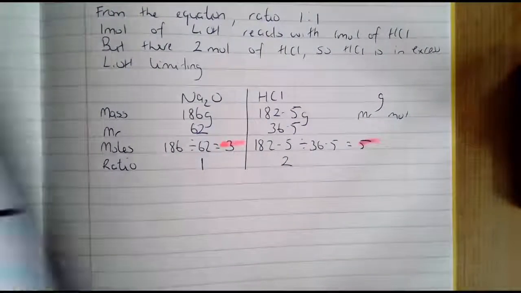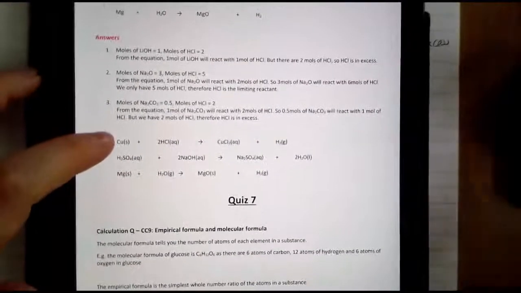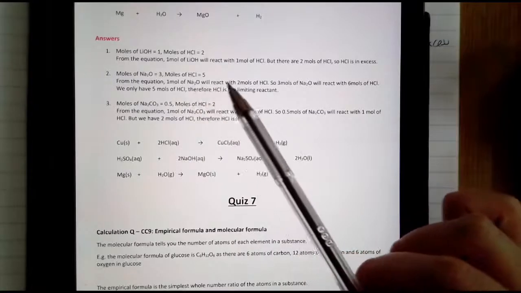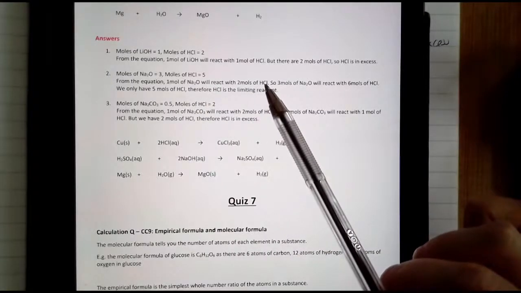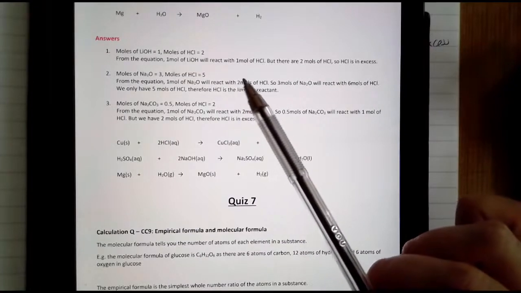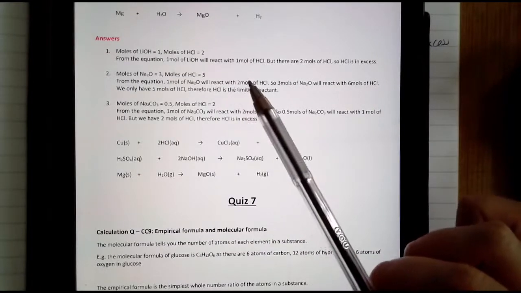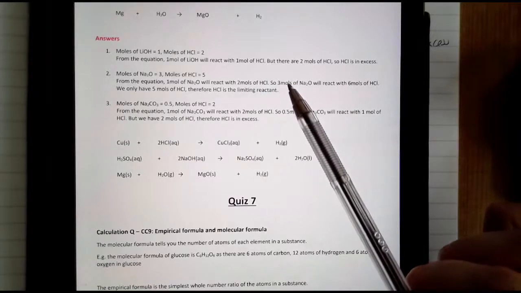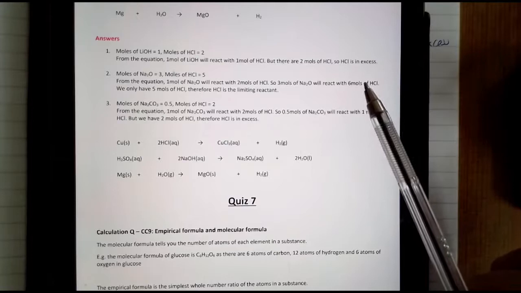But in your answers, I've taken sodium oxide, so I'm going to stick with that. So I've written here from below that we can see that 1 mole of sodium oxide reacts with 2 moles of HCl. You've got a 1:2 ratio. That means you need double the amount of moles of HCl. We've calculated that we actually have 3 moles. That means we need 6 moles of HCl.